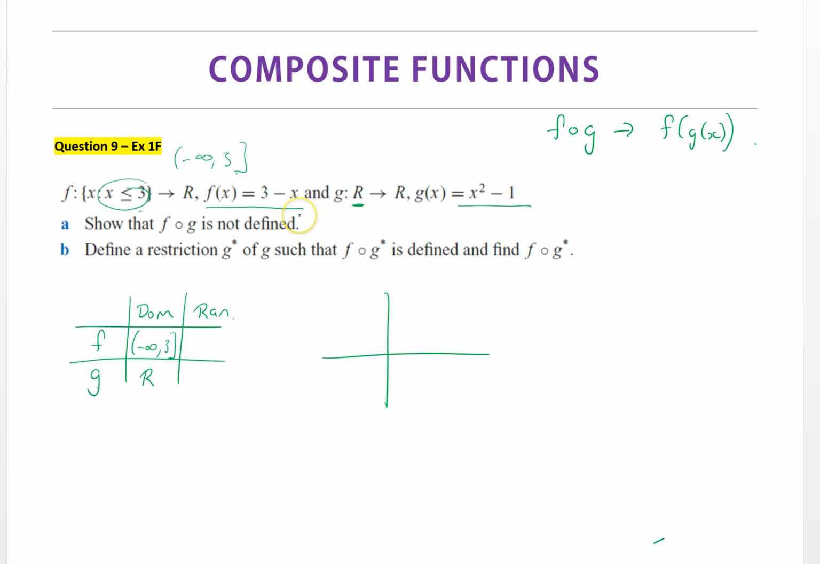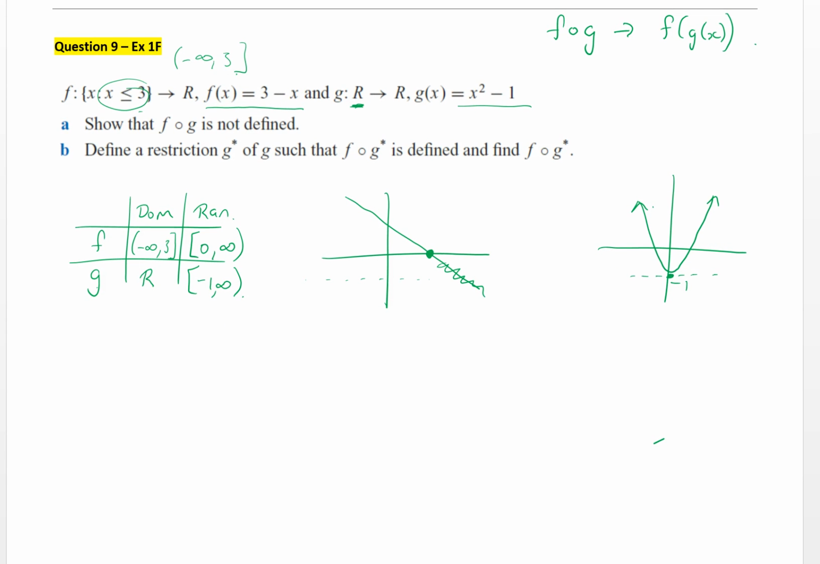So the first one, f of x, is a negative linear with a y-intercept of 3. So the graph looks like that. But we're going from negative infinity all the way up to x equals 3. And so we stop there. This part of the graph, we don't have. So the range, therefore, is 0 to infinity. The range of our g function is a parabola that's moved down one unit, so it looks like this. And for any real number, therefore our range goes from negative 1 to infinity. And from that little table now, we have enough information to help us decide whether f∘g is actually defined or not defined.